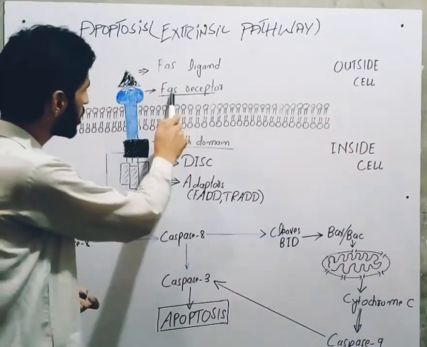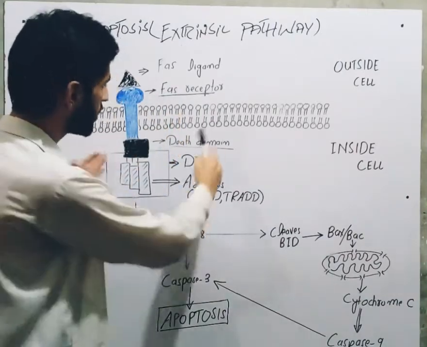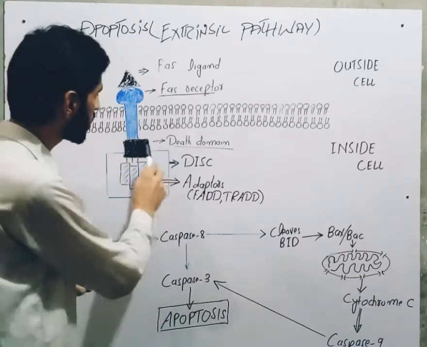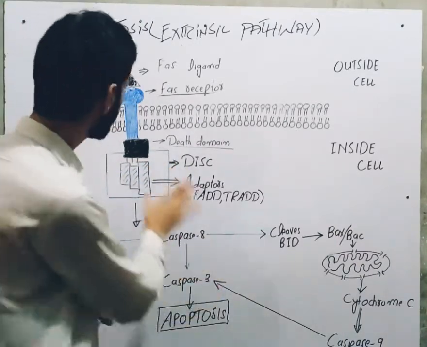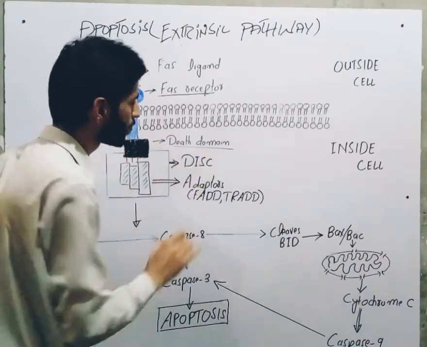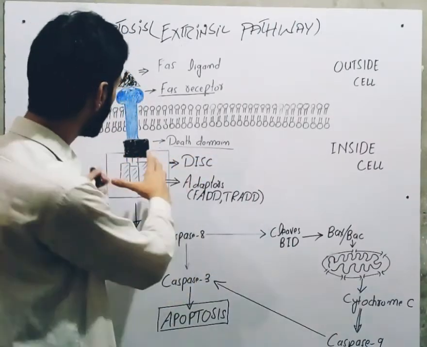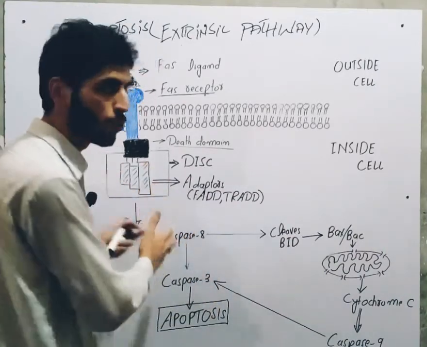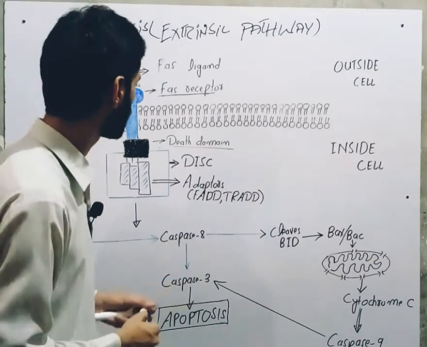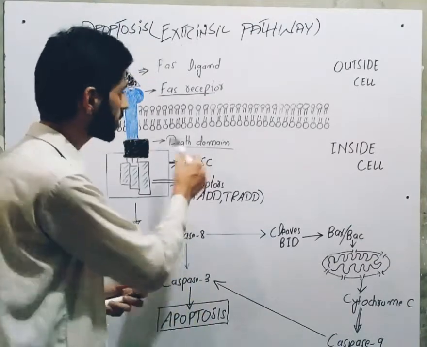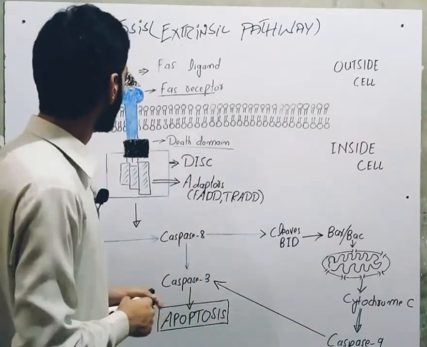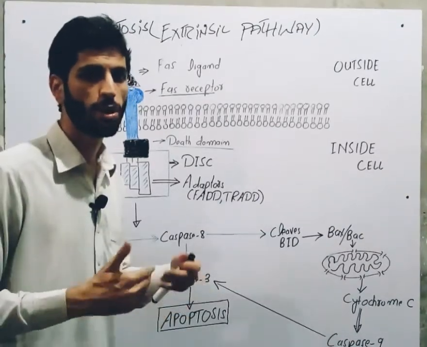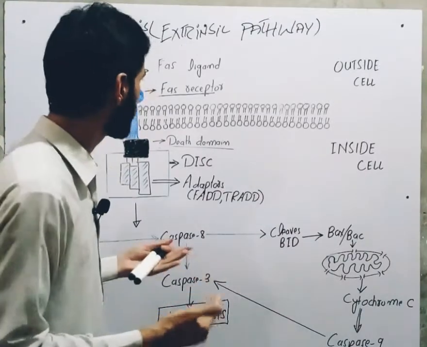And this FAS receptor has some internal part. Inside the cell, this receptor has this part, which is called the death domain. Why is this part called the death domain? Because it binds or activates other molecules inside the cell which play a role in cell death. So that's why it is called the death domain. Now, what really happens when a signal for apoptosis or cell death comes?